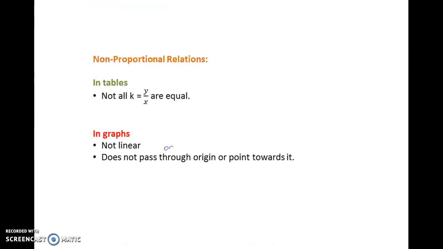In a non-proportional relation, in tables, not all k equals y over x, and if not all y over x are the same, then we can't call it k. In graphs, the line is not linear or does not pass through the origin or point towards it. Alright, so let's look at these practice problems.